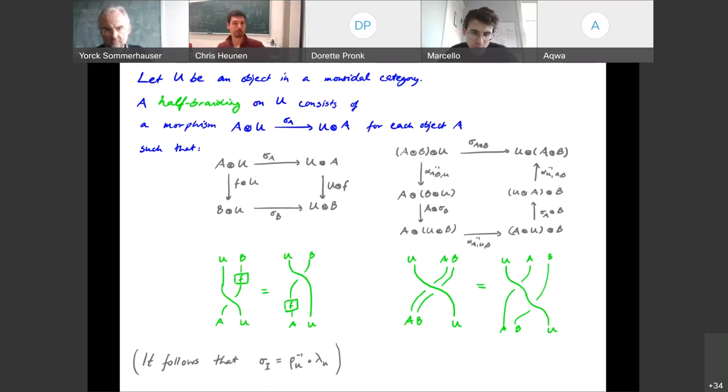Now, for the last 10 minutes, let's say, I want to talk about how, if I start with a monoidal category, I can make it braided. There's a way of doing that. It's called taking the center of a category.